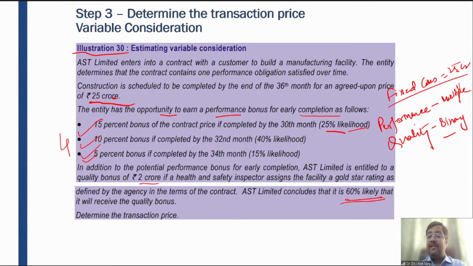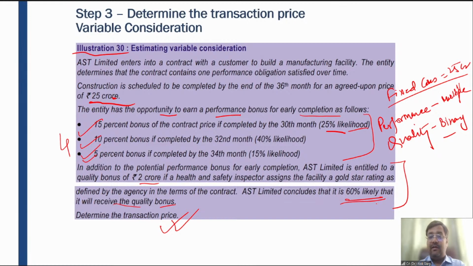And there are 60%, more than 50% chances that it will receive the quality bonus. Now we need to determine the transaction price. So what is my transaction price? My transaction price is fixed consideration plus estimated variable consideration. In case of performance bonus, going by which approach? Expected value approach, the probability weighted approach, and for quality bonus, going by the most likely approach.